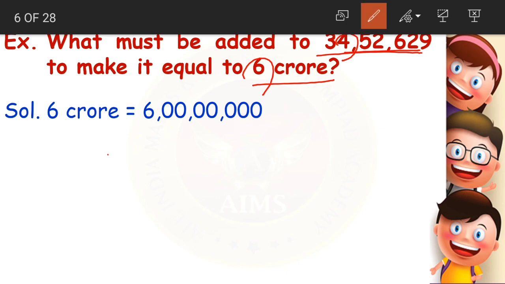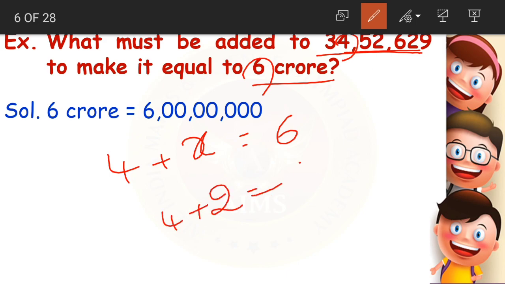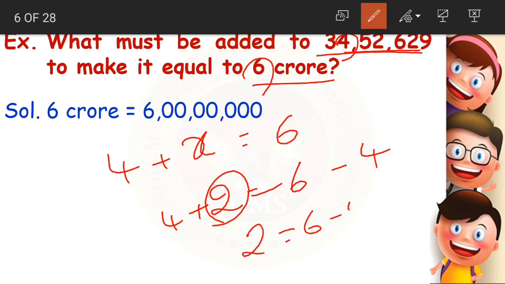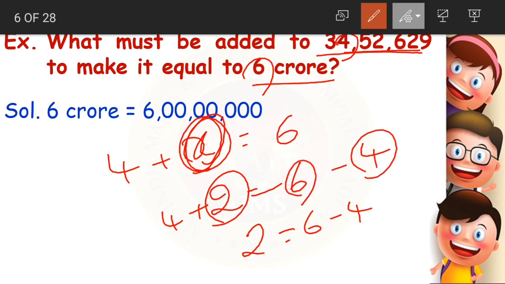What must be added to 4 to make it equal to 6? Now how will you find out? You will say 2, when we add 2 to 4 we will get 6. Now what is another way to find out this 2? We get this by subtracting 6 and 4. Yes, students, 2 is nothing but 6 minus 4. So we got the number by subtracting the given two numbers.